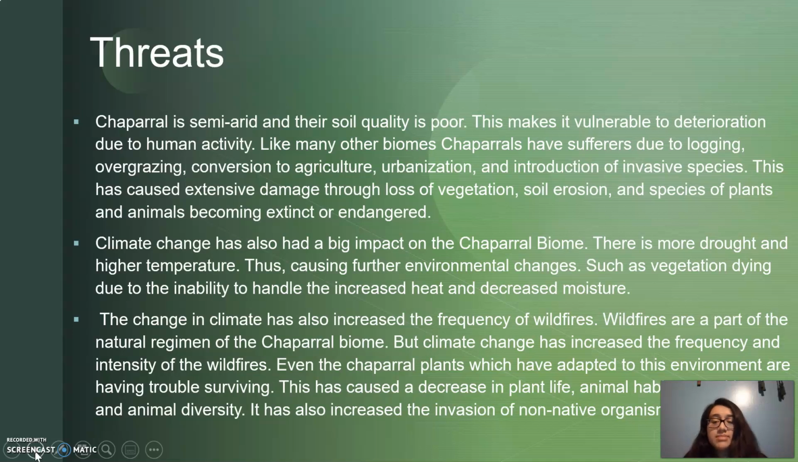The change in climate has also increased the frequency of wildfires. Wildfires are part of the natural regimen of the chaparral biome, and as we have talked about, they're beneficial. But climate change has increased the frequency and the intensity of these wildfires. Even the chaparral plants, which have adapted to the environment, are having trouble surviving. This has caused a decrease in plant life, animal habitats, and in plant and animal diversity. It has also increased the invasion of non-native organisms.